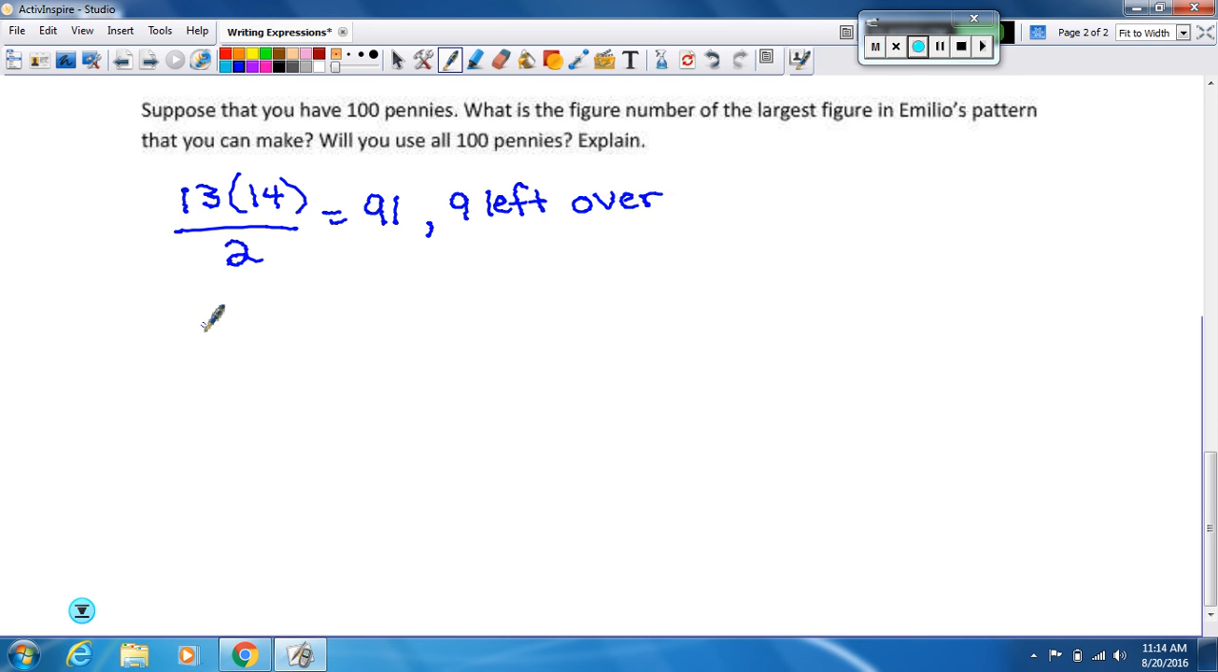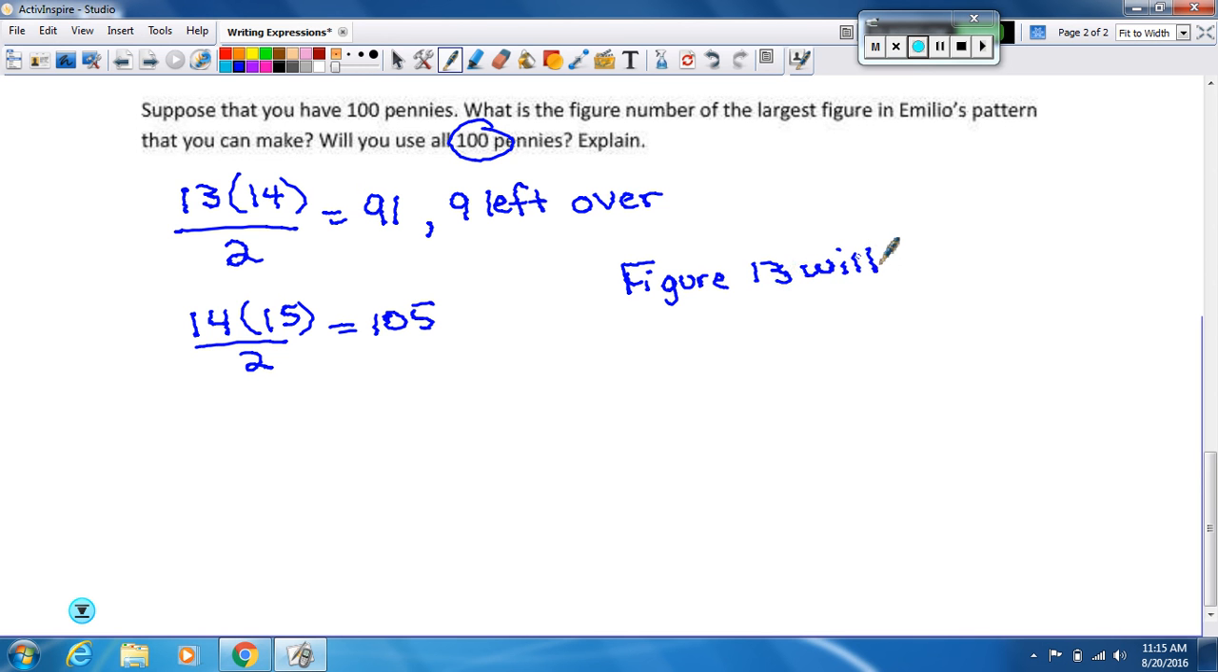Let's say figure 14. So 14 times the quantity n plus 1, which is 15, divided by 2. So 14 divided by 2 is 7. So this is like 7 times 15. That's 105. That's too much. We only have 100 pennies. So here's the answer. The largest figure is figure 13, which will have 9 pennies left over.